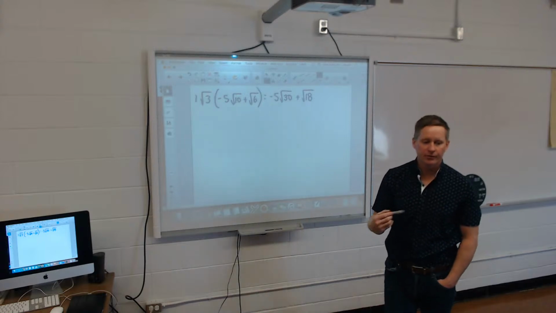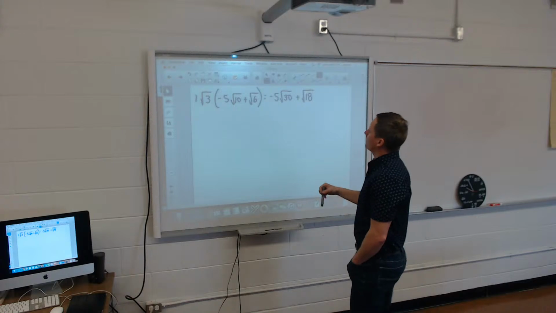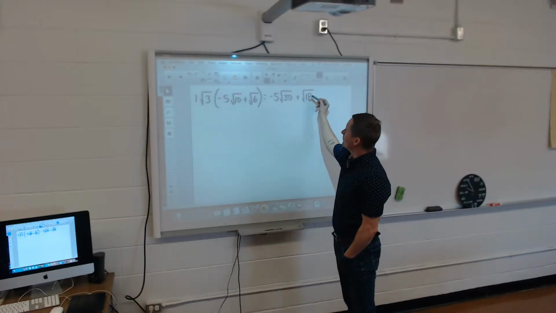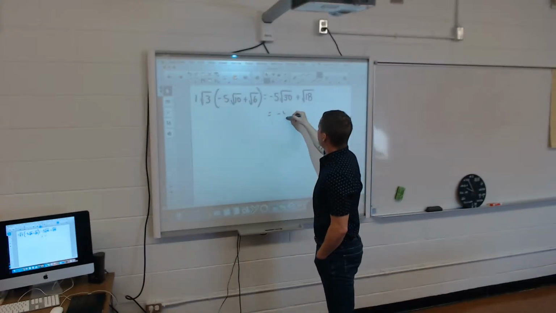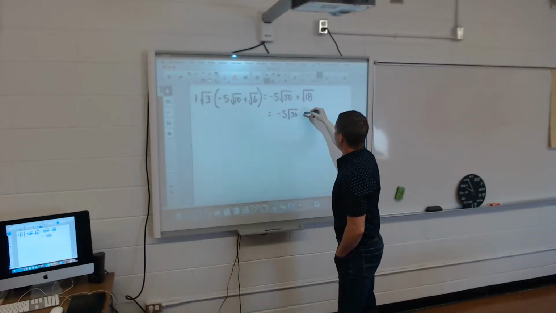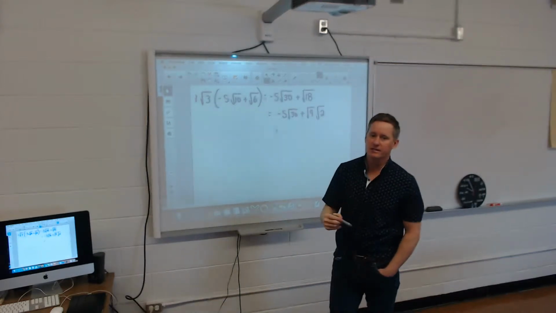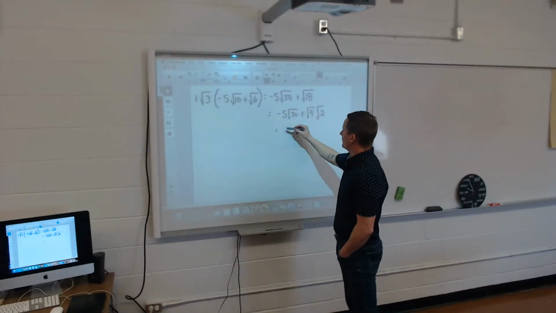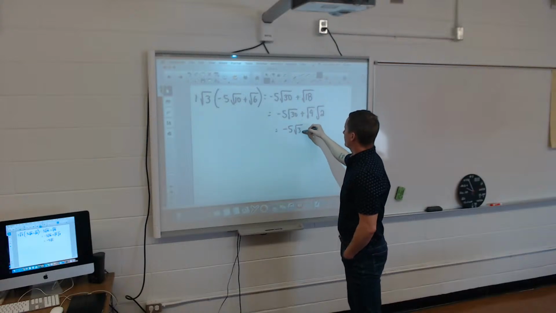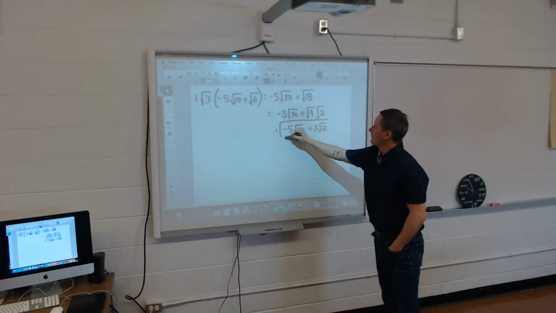Okay, now I have to look at root 30 and I have to look at root 18. Root 30 can't be broken down. There's no perfect squares that go into root 30. Root 18 can be broken down to square root 9, square root 2. So I go minus 5 root 30 plus root 9 root 2. Again, I'm writing this out so that you can see all the steps. But realistically, you could probably have just written 3 root 2 and I know what you were doing. So I've got minus 5 root 30 plus 3 root 2. And there's my final answer.